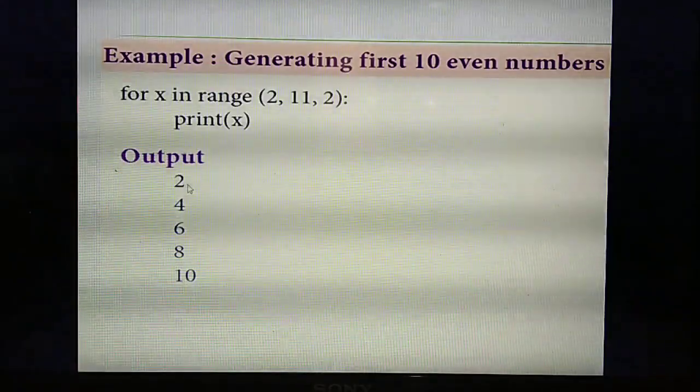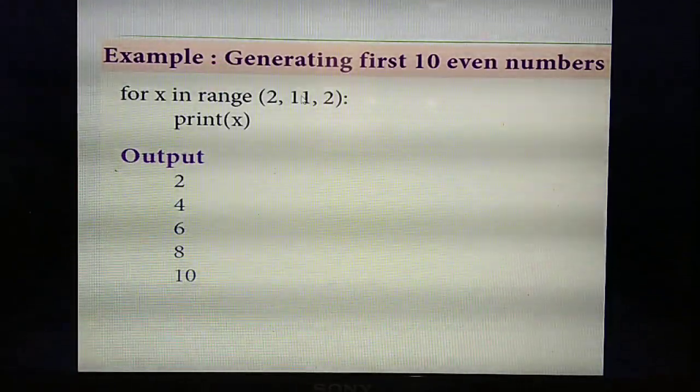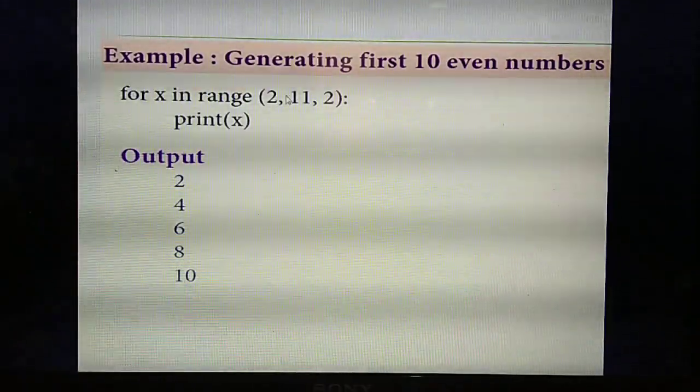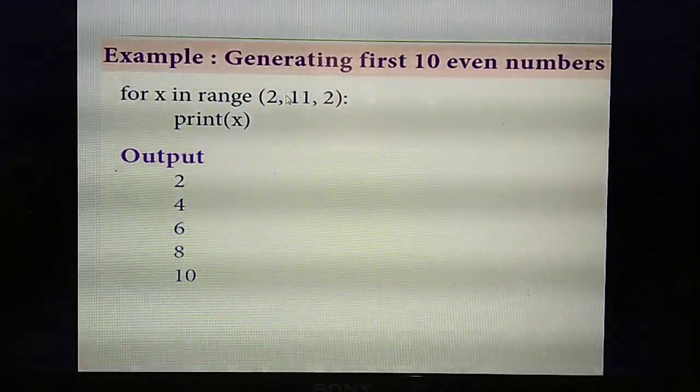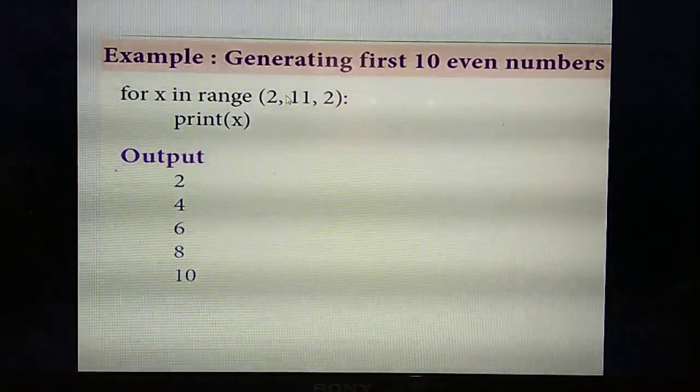Understand? So see the output. 2, 4, 6, 8, 10. The starting value is 2, and it will print till 10. Why? The last value is 11, and 11 means it will take the last value minus 1. 11 minus 1 is 10. Understand the use of the range function?